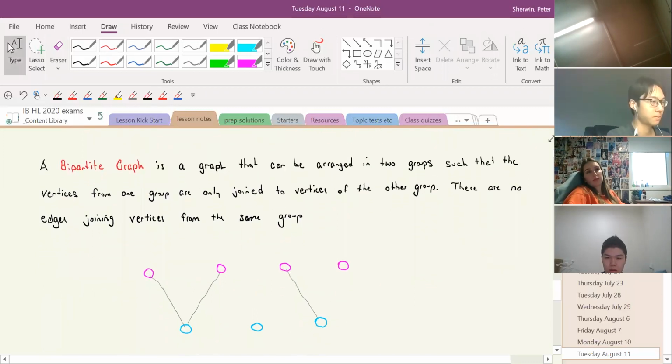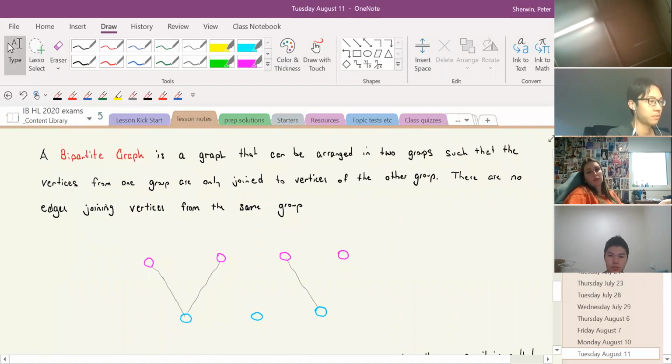All right, a bipartite graph. Bipartite, as its name suggests, bi, split into 2, a partition of 2. So a graph that's split into 2 groups of vertices. I've split mine into blue and pink vertices here just to demonstrate. The vertices in a bipartite graph are only joined to vertices from the other group. There are no edges joining vertices from the same group.